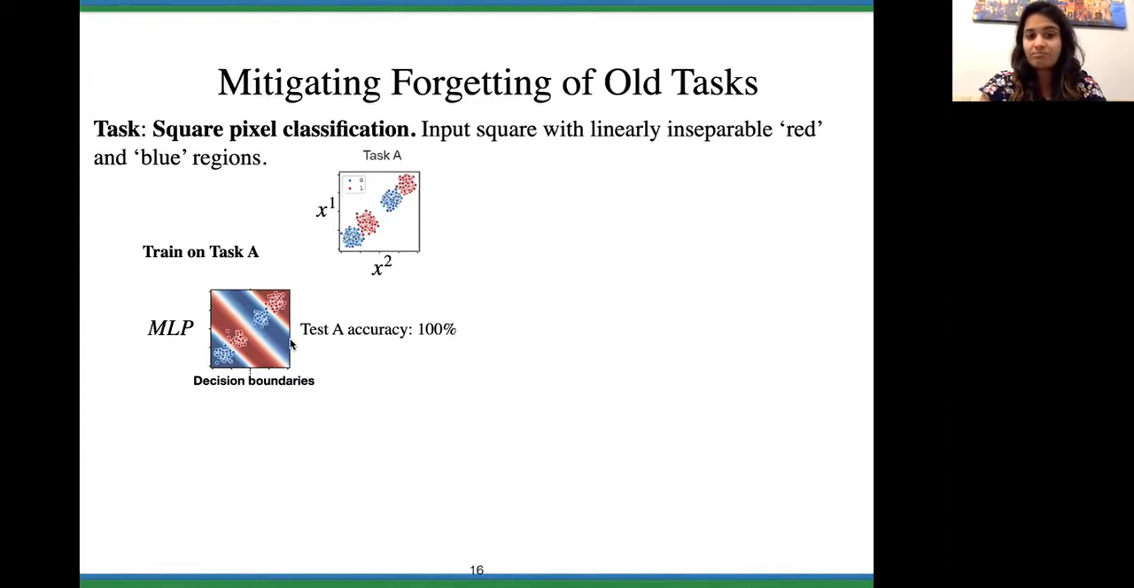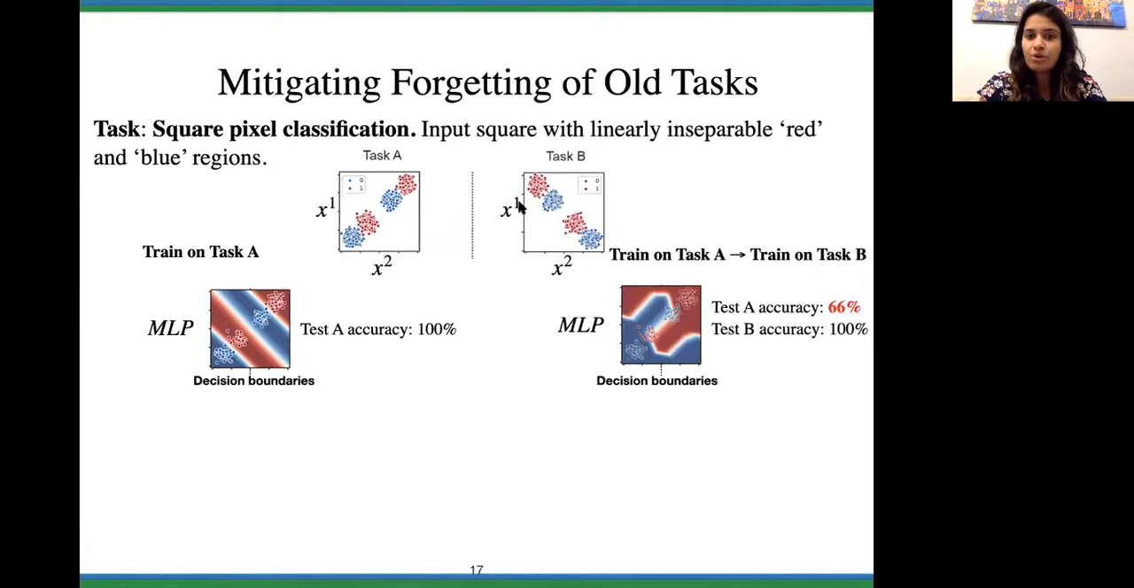MLP does great. We test on task A, it does great. And these are the decision boundaries. So the MLP learns to make this entire region blue, this region red, perfectly matches the data. But then we train it on an orthogonal task, or almost orthogonal task. So we start with training on task A, then we train on task B. And then we test on task B, which is the most recent task, it does great. But then we test on task A, which is the task it has seen before. It's not the most recent one, and it doesn't do very well. So it's kind of forgotten task A already, even though it's only seen one other task.